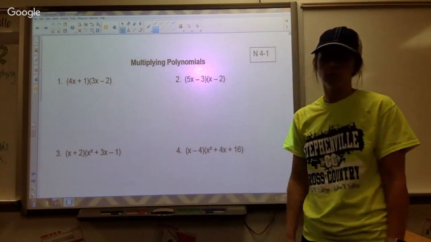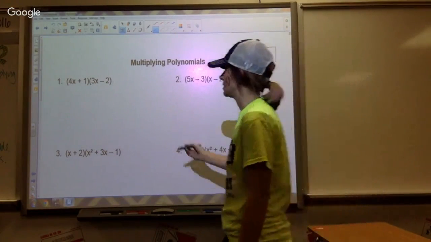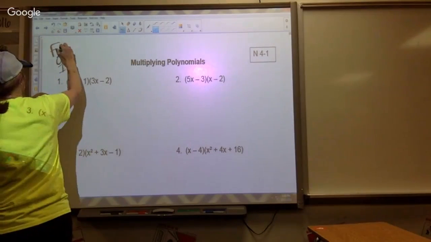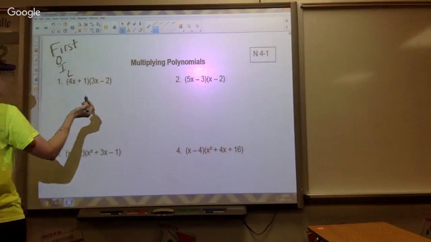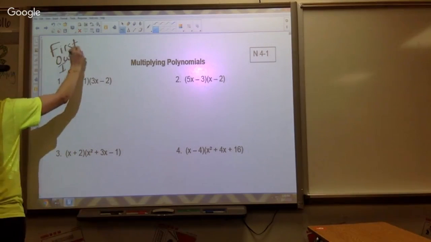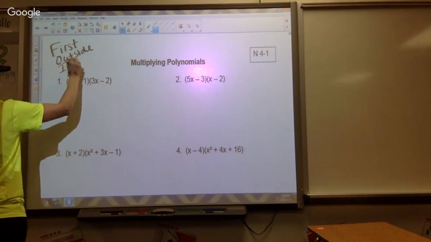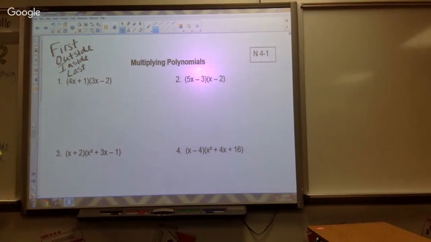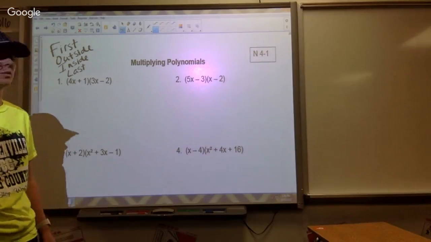So what you will be using when you have a binomial times a binomial is FOIL, which means you'll multiply the first terms together, the outside terms together, inside, and last. Okay, so that's what you'll use anytime you're multiplying two binomials.